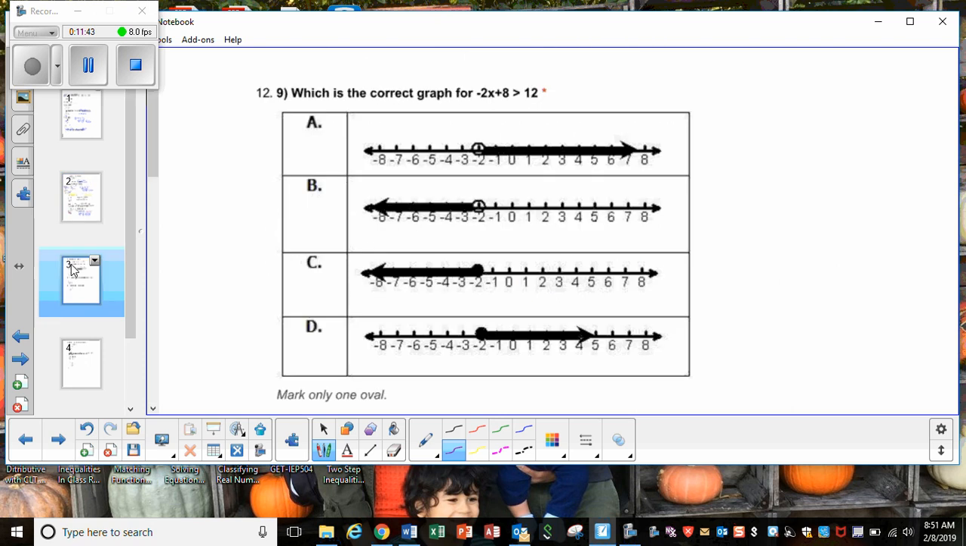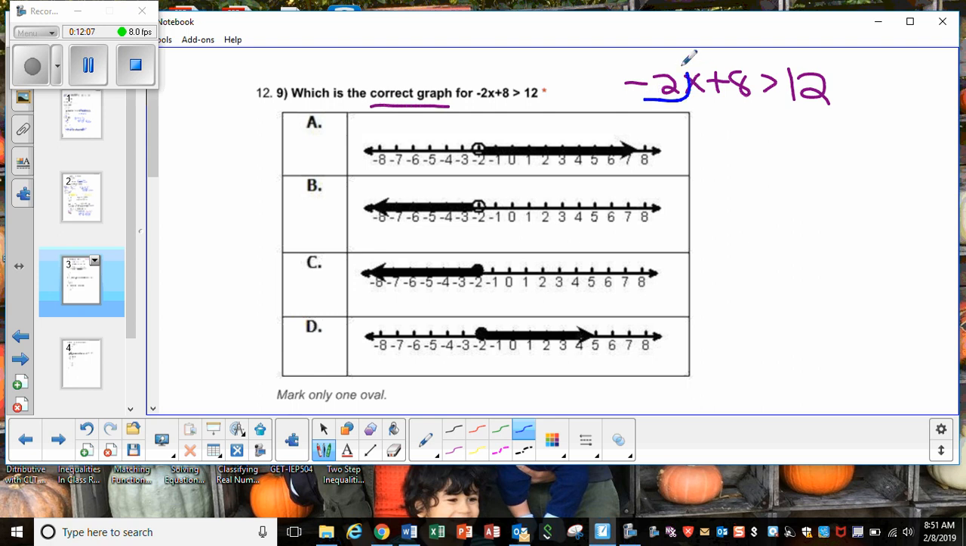Okay, moving on to number 9. Which is the correct graph? Again, I'm underlining keywords, another strategy, for -2x plus 8 is greater than 12. So before I can figure out the correct graph that matches this, I need to solve the inequality. I need to solve the inequality and find the solution set.